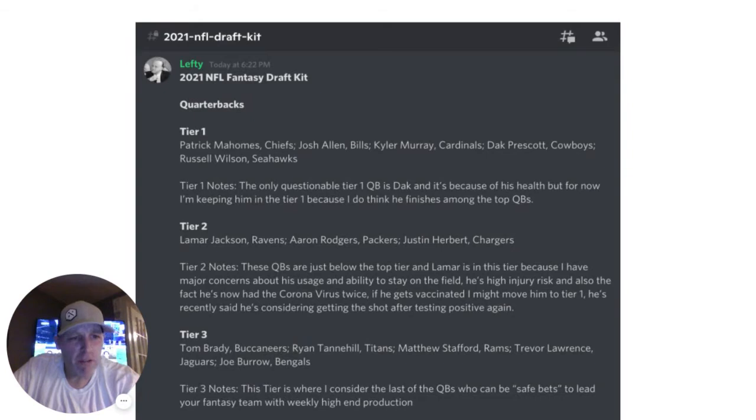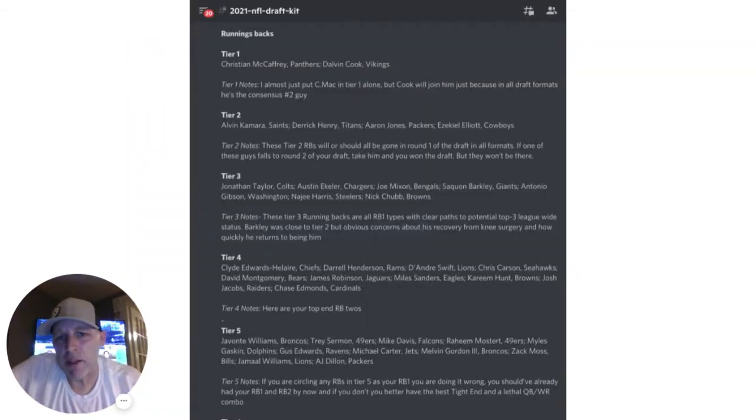But let's look at running back tiers here. Tier 1 is basically automated, let's be honest. I thought about just putting McCaffrey in tier 1 by himself, but I'm really high on Cook, so he joins him there in tier 1.